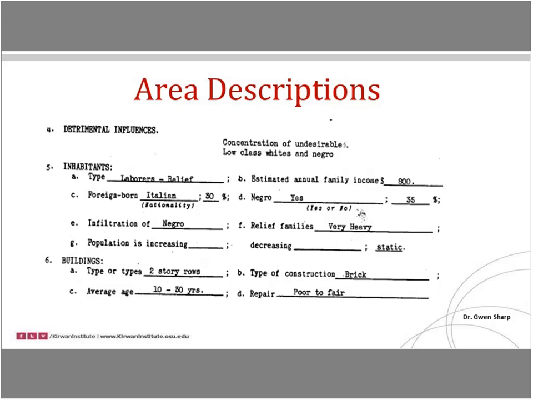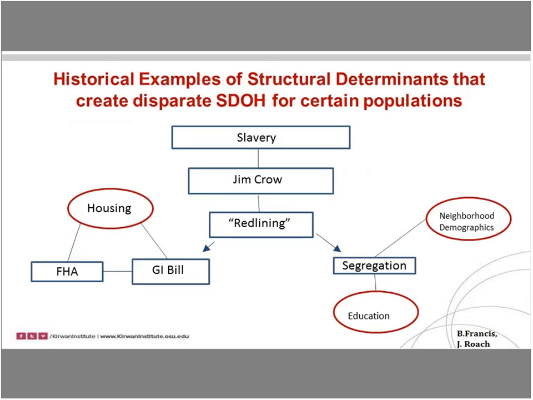So going back to that, I know there's a lot of information impacting this conversation that we have to unpack in and of itself. But if you take a look at this grid, we have some of the historical examples of the structural determinants that create disparate social determinants of health for certain populations. If you take a look at this timeline and the grid as it's set up, you see slavery moving into Jim Crow, which moves into and develops this redlining policy.